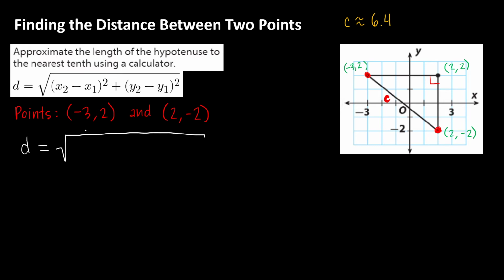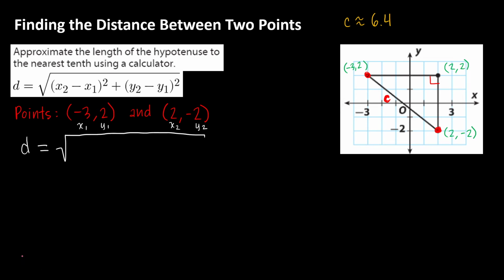For clarity's sake, I want to assign variables to these points. My first coordinate is -3, 2. Let's call this x1, y1. 2, -2, let's call that x2, y2. That way we can substitute these into the distance formula a little bit easier. It makes it visually easier to do.